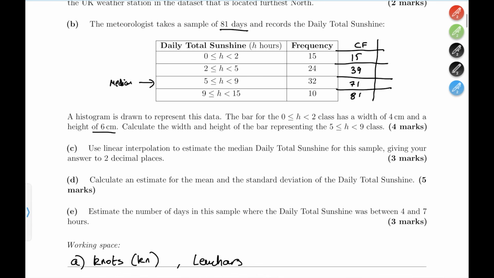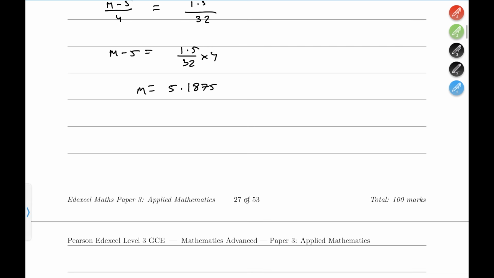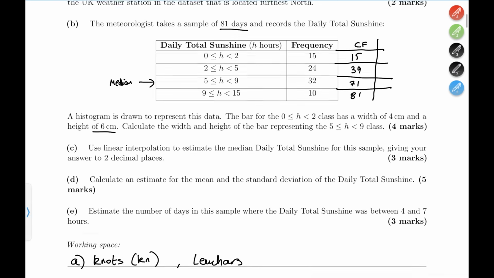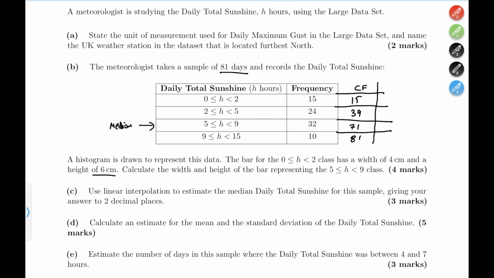Does it give any accuracy? Yes, give your answer to 2 dp. So I can say that's 5.19 hours to 2 dp. So that would be my median level of sunshine, the median daily total sunshine. And we can see here that this is fine because it does lie between 5 and 9. So you can use this as a check.